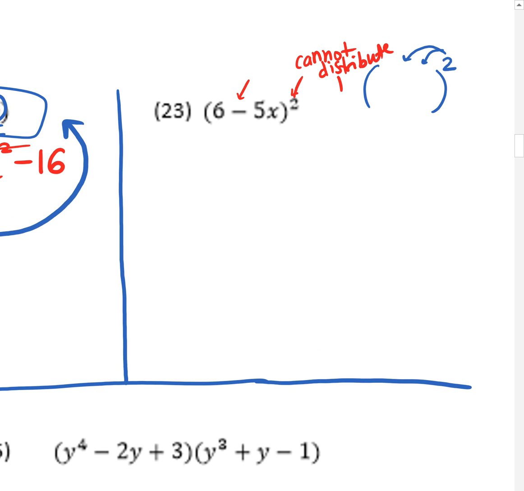I wish I could, that'd make it easier, but I can't distribute the power, unfortunately. So I have no choice. All I can do is think about what it really means to square something or raise something to the second power. It means to take this thing that we're raising to the second power and multiply it by itself.